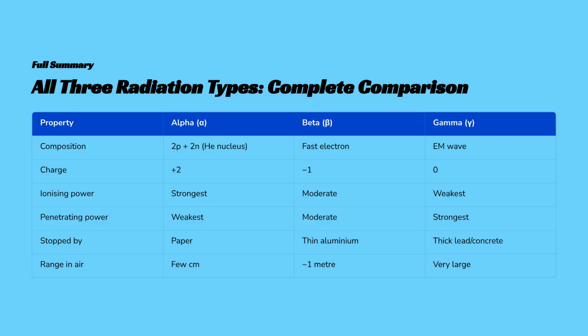This table is your best friend for revision. It breaks down the composition, charge, ionizing power, penetrating power, and shielding for all 3 radiation types. I recommend writing this table out from memory several times before your exam.